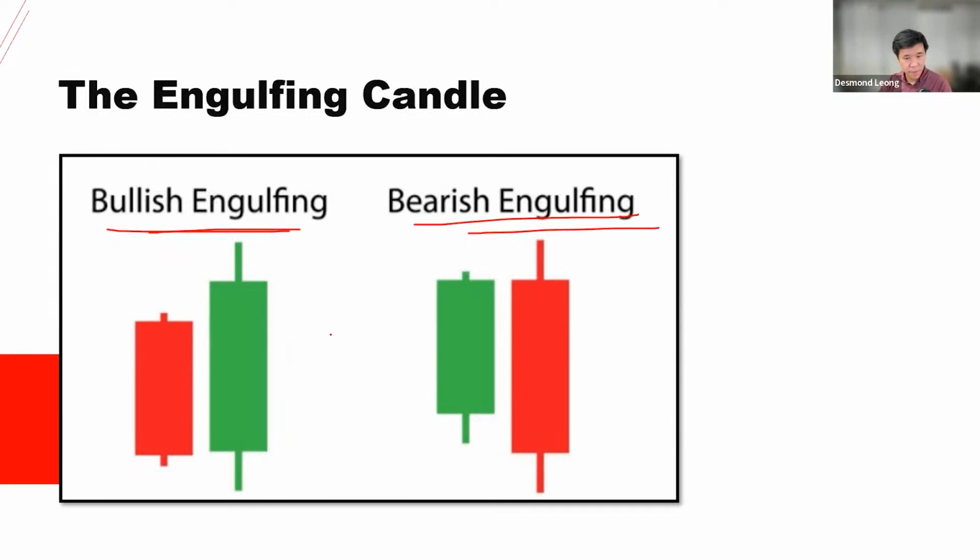Bullish engulfing candle is simple. You notice that the entire body of the candle must engulf. It's a 2 candlestick pattern, meaning that the first candle over here gets engulfed by the next candle. So this is bullish engulfing. That means the bigger candle is a bullish candle. Bearish engulfing is where the bigger candle is a bearish candle, as you can see over here.